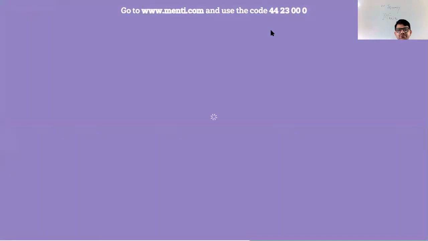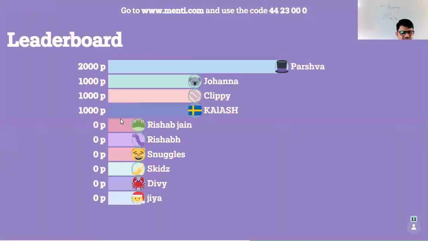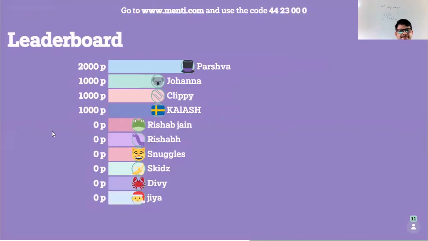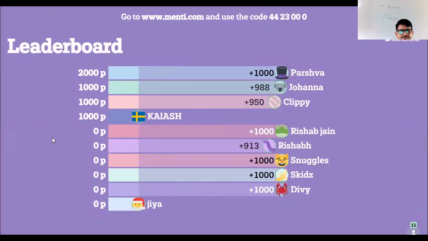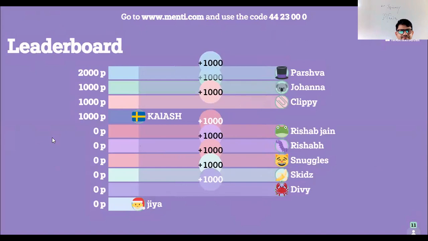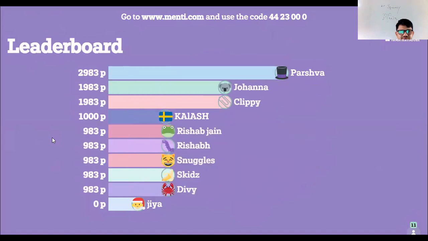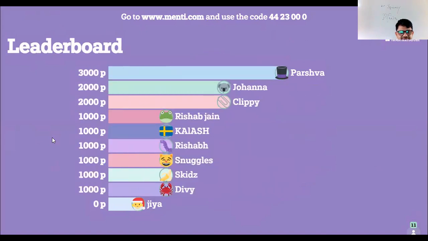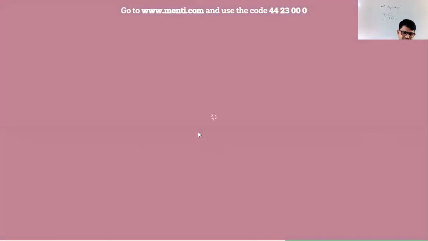So let's see the leaderboard. Parshva first, then Rishabh, Kalash, Devik, Jia. Moving to next.